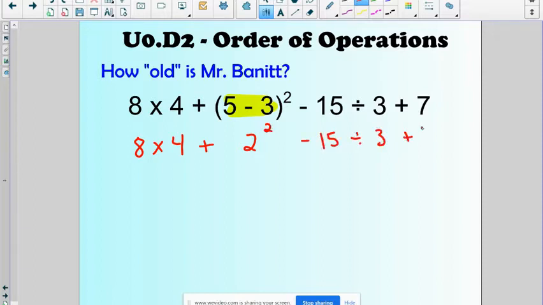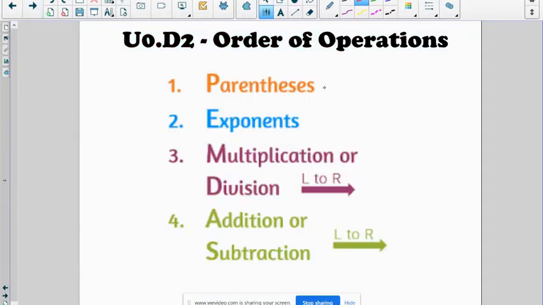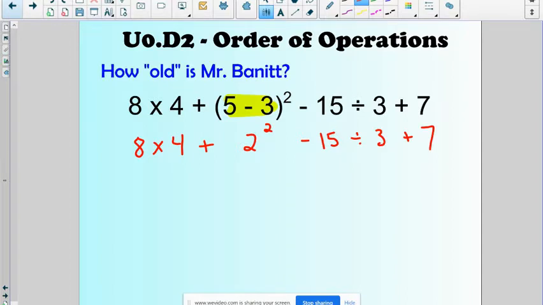After we do parentheses, the order of operations says that we should do exponents next. So let's see, do we have any exponents? We do. We have that 2 squared there, right in the middle. And an exponent means to multiply the base by itself, however many times the exponent indicates. So 2 squared is 2 times 2, which is 4. So we bring down the 8 times 4 plus 4 minus 15 divided by 3 plus 7.